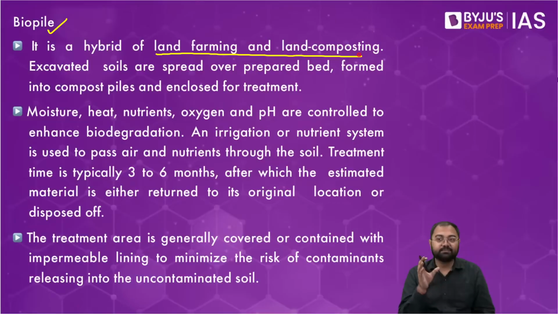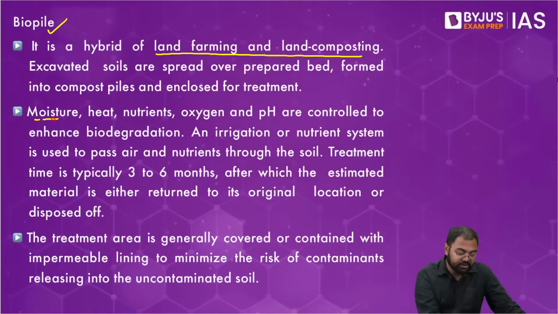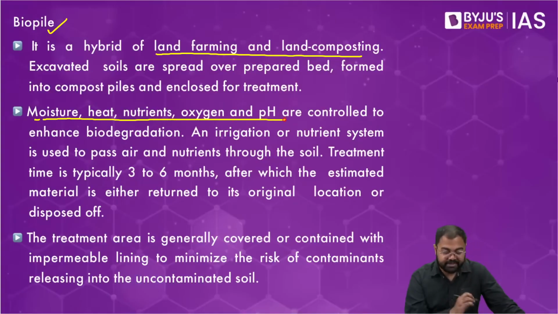For example, let's say any crop, it needs a certain amount of moisture in it, it needs a certain pH value, it needs a certain type of soil, it needs a certain amount of nutrition in it. So all these requirements, whatever we have as requirements for a particular kind of farming, will be met, and that's why it takes a lot more time, and it's a much more meticulous process. So that's why moisture, heat, nutrients, oxygen, pH, all these things are controlled so that we can enhance the biodegradation process in a manner that we can produce a much better quality of soil.